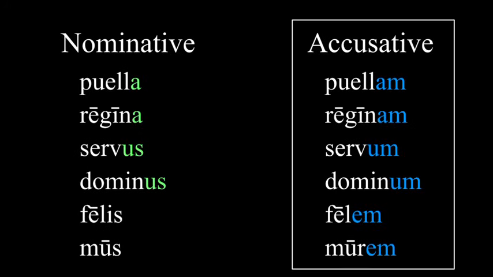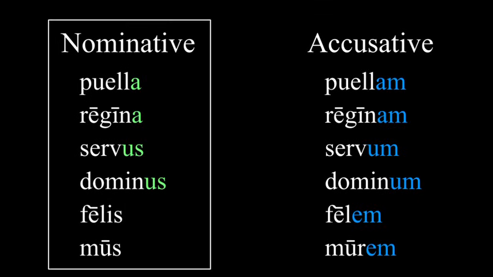You'll notice that when the noun is receiving the action as the accusative case direct object, it will often end in an M. Look for this M and you'll do yourself well. The nominative case for nouns isn't as easy to identify. Often it will end in an S, like in servus, dominus, fēlis, and mus, but sometimes it ends in an A, like puella and rēgīna. It depends on the word itself, but the different types of nouns is a subject for another video.